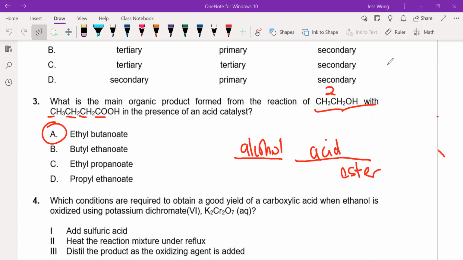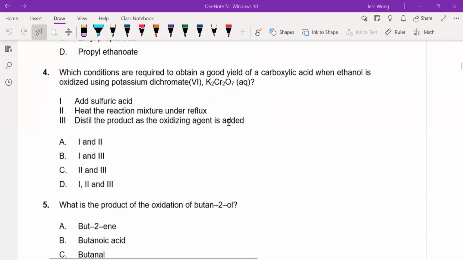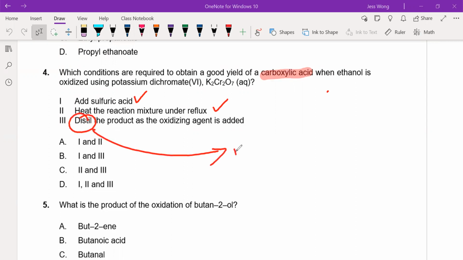Question 4 now. Which of the following conditions are used to get a good yield of carboxylic acid? So we want carboxylic acid. Yes, we need to acidify because oxidation is usually carried out under an acidified condition. So we use sulfuric acid. We heat the mixture until it gets fully converted, and we do not distill. Because if we distill, right, we will actually remove it as aldehyde. Then we will not get a good yield of carboxylic acid. So we don't distill. So the answer will be 1 and 2, which is A.